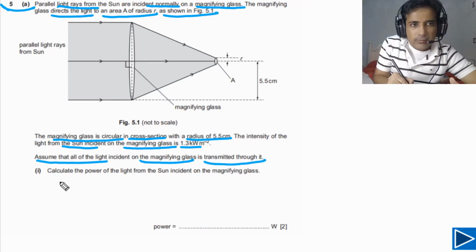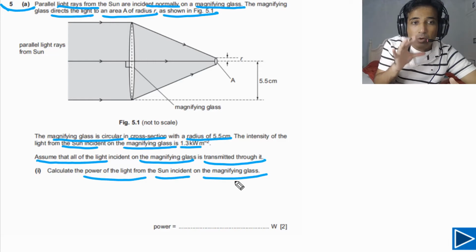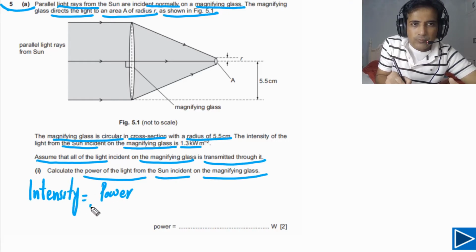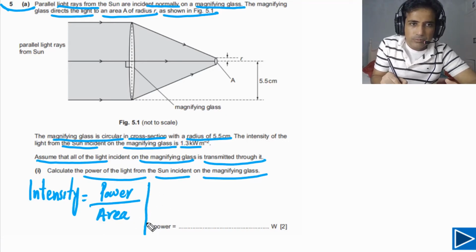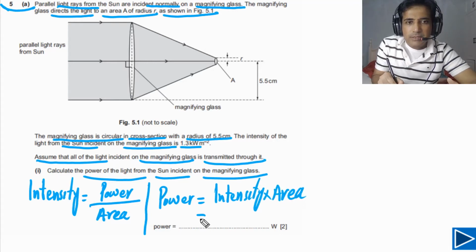For part A1, we need to calculate the power of the light from the sun incident on the magnifying glass. So in this case, we need to understand the intensity of light. Intensity is equal to power over area. But for this question, we need to calculate power, so we can rearrange this. Power will be equal to intensity times area.